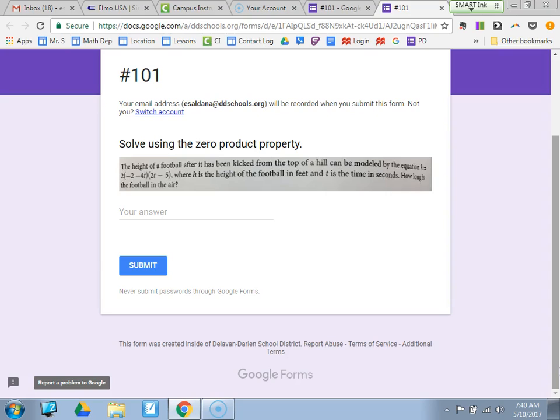This problem, it says the height of a football after it has been kicked from the top of the hill can be modeled by the equation h equals that expression, where h is the height of the football in feet, t is the time in seconds. We want to know how long the football is in the air. All the problems that you see in 20.3c, what you're going to be doing is setting that expression that they give you equal to 0. So in this case, I'll be setting 2 times negative 2 minus 4t times 2t minus 5 equal to 0.